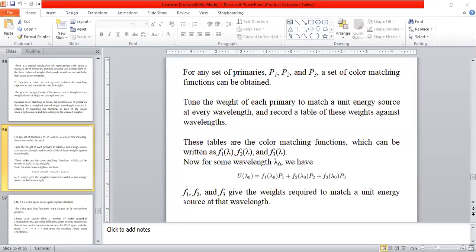For this process of representing a color with three primary colors, we have different color spaces, and one such is the XYZ color space, which is a popular standard. The color matching functions are positive everywhere, so that the coordinates of any real light are always positive.